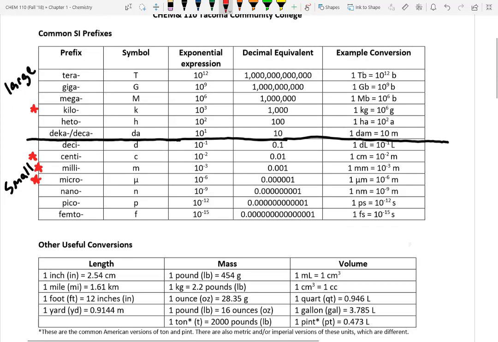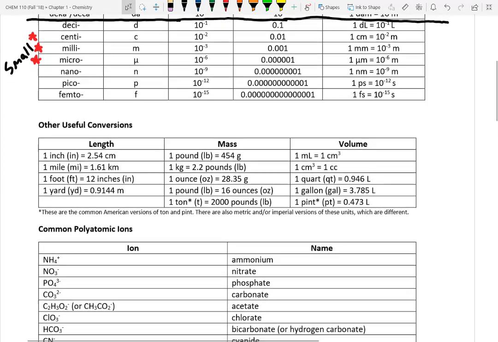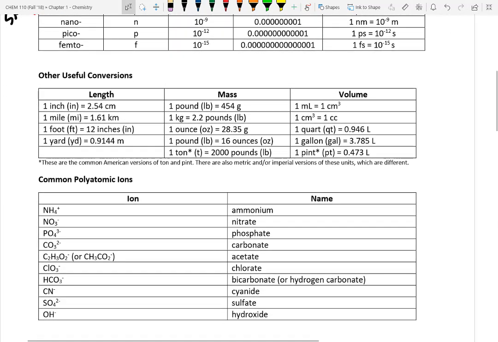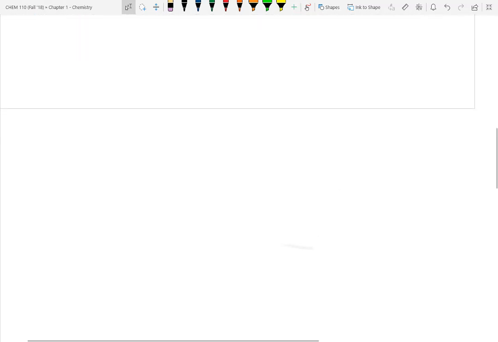We also on the sheet have a bunch of other useful conversions. So let's say you're in your kitchen and you want to convert pounds to grams, you can use these conversions. And we'll practice conversions later on. Does that make sense? And then down here we've got polyatomic ions. Don't worry about that now, that's just for later exams. All right, let's do a little bit of practice.